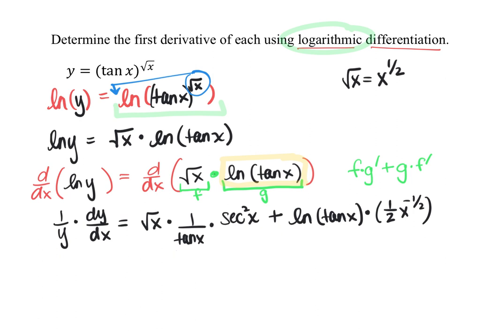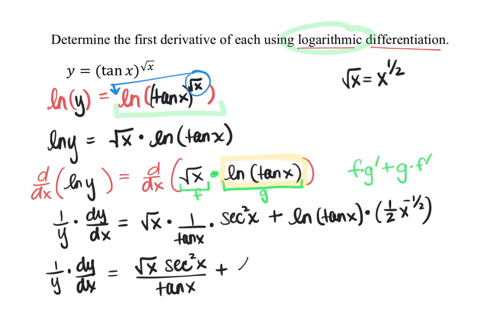Now at this point, I like to do some simplifying or some rewriting on the right-hand side just to make it look a little bit cleaner. So I'm going to just rewrite this as square root of x times secant squared of x divided by tangent of x. And now you could certainly do some trig identities here. I'm not going to bother with that, but you could certainly rewrite secant squared or rewrite tangent of x. And then we're going to have plus the natural log of tangent of x divided by 2 times the square root of x. And remember, that happened because we had a negative exponent, which then pushed the x to the negative 1/2 power into the denominator.